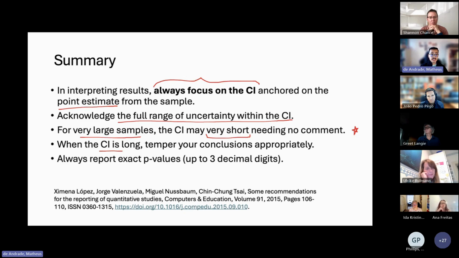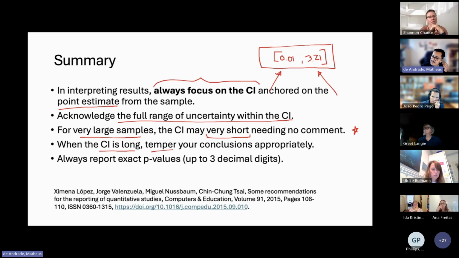If your confidence interval is long, like going from, let's say, 0.1 to, I don't know, 3.21, there's a lot of uncertainty in this confidence interval. You could have a massive difference, or you could have an almost negligible difference. So it's always good to temper the conclusions appropriately based on the confidence interval.